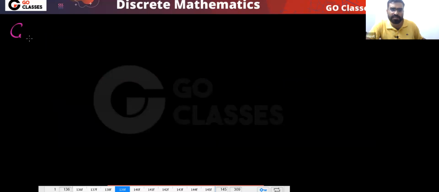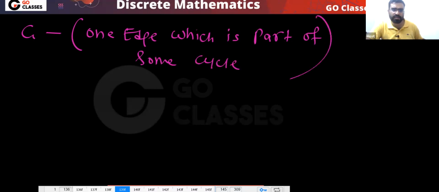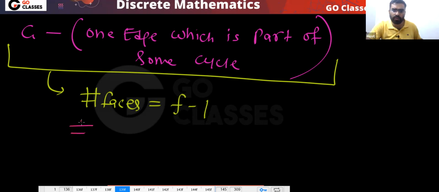G minus 1 edge, which is part of some cycle. Then what will happen? For this G minus 1 edge, which is part of some cycle, the number of faces decreases by 1. Now the number of faces will become F minus 1. Number of components will be the same.